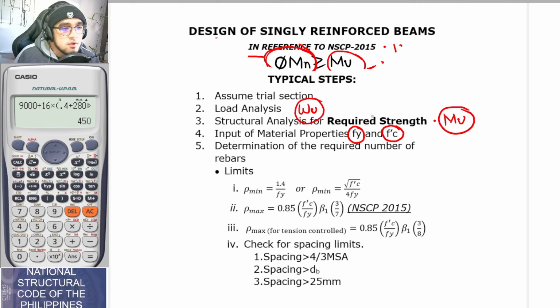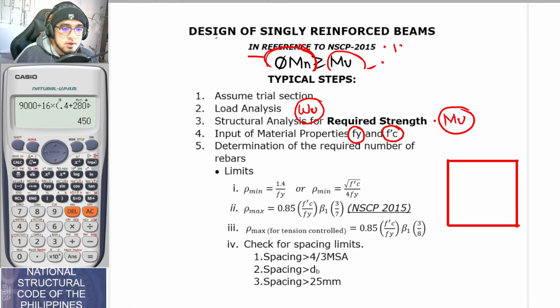Okay, so once that you have already inputted the values of your Fy and F prime C, the next thing that you will be doing is that you will be determining the required number of rebars. So for example, once again, that this is to be your section. So let's say that is to be our section. You will now determine how much rebar must it have. So for example, it would be having 2 layers, etc. So there, you will be determining the required number of rebars already. And take note, guys, of these limits. So we have limits. We have the minimum and the maximum.